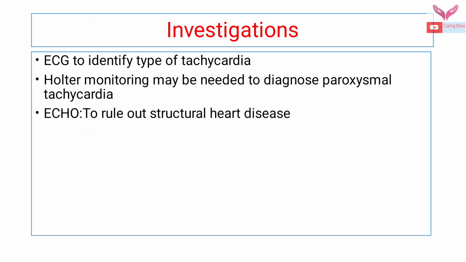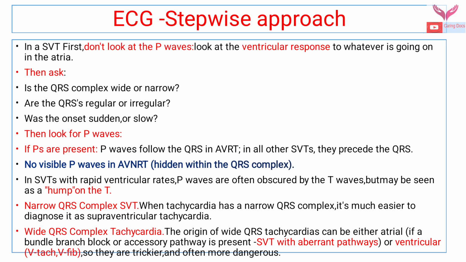Coming to the investigation, we will do the ECG. It can identify most of the tachycardias. Holter monitoring may be required for diagnosing paroxysmal or intermittent SVT. Echo is done to rule out structural heart disease. Similarly, we can do electrophysiological study to assess the accessory pathways.